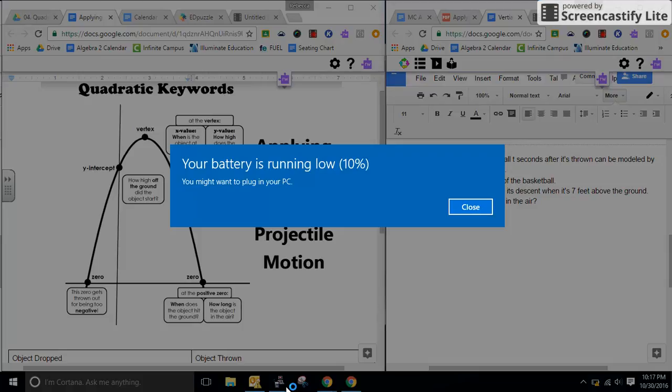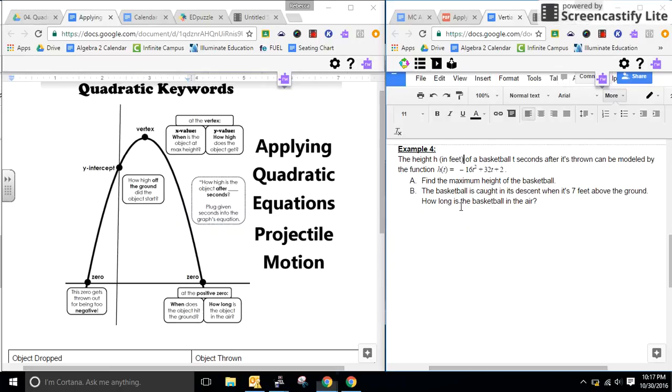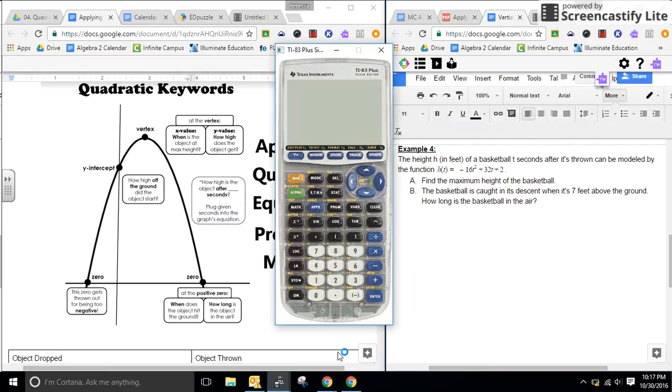So the first thing we always do, type it into the calculator. Sorry, my computer's dying and it doesn't want to close. Okay, so we type it into our calculator.